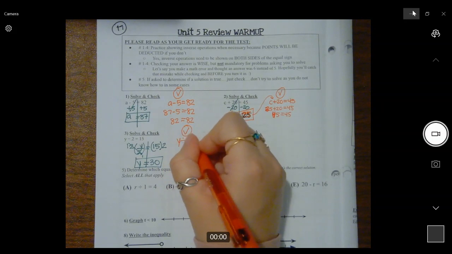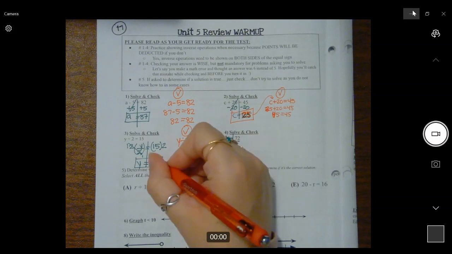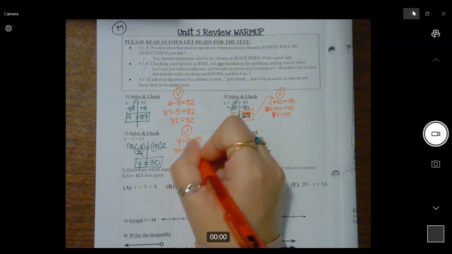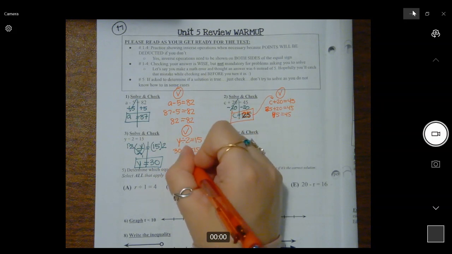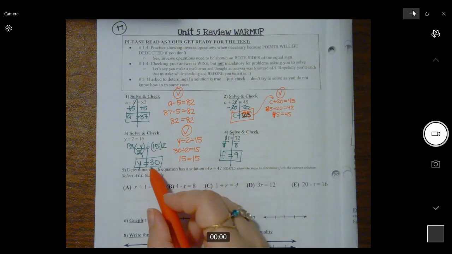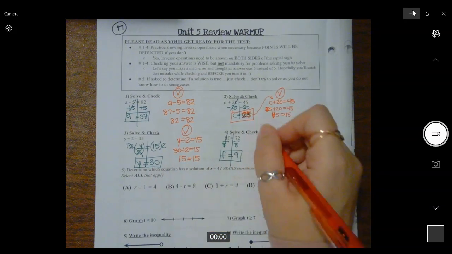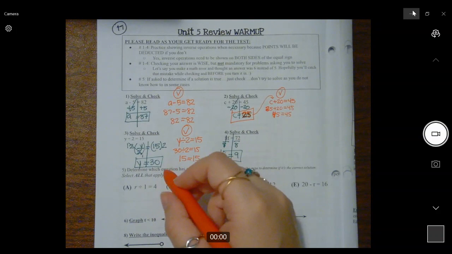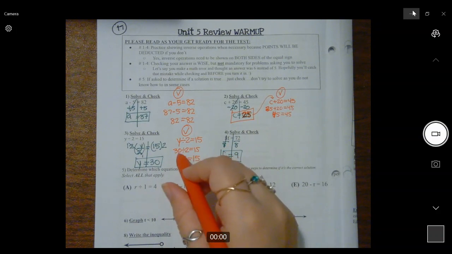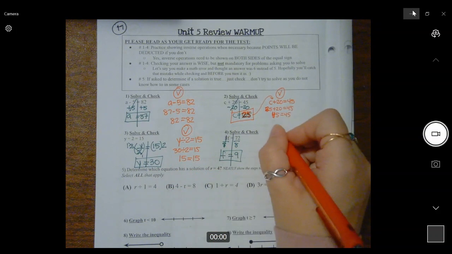y divided by 2 is 15. We think y is 30, so replace y with 30. 30 divided by 2 is 15. Bring down the equals, bring down the 15. True statement, so yes, 30 was the right answer. And 30 is what you would put in the answer column, not 15. This was me checking to make sure that 30 was the right answer and gave me a true statement.